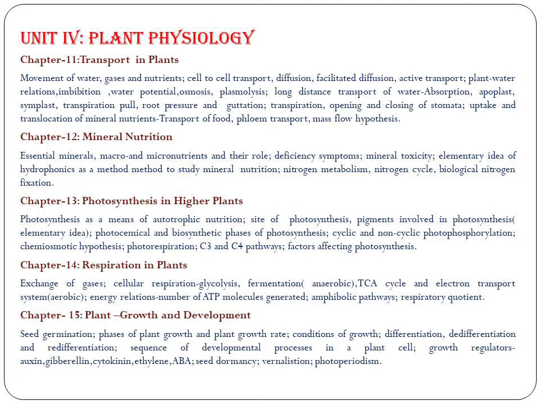In chapter 13, that is photosynthesis in higher plants, which is very important. Here we'll learn about photosynthesis, site of photosynthesis, pigments involved in photosynthesis, photochemical and biosynthetic phases of photosynthesis, cyclic and non-cyclic photophosphorylation, chemiosmotic hypothesis, photorespiration, C3 and C4 pathways, and factors affecting photosynthesis.